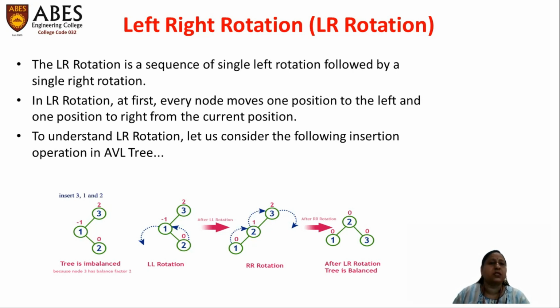So let's now first discuss one double rotation, that is left-right rotation. The left-right rotation is always a sequence of a single left rotation followed by a single right rotation. In LR rotation, every node moves one position to the left and one position to the right from its current position. So let's see with an example what we are doing.